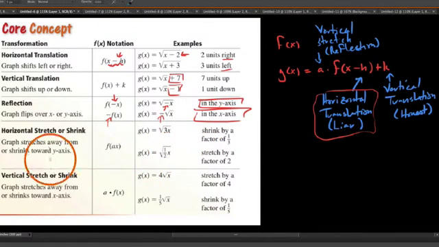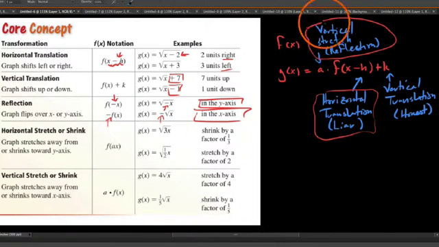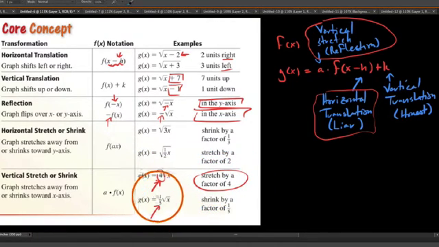So the last thing to mention is horizontal stretch and shrink, vertical stretch and shrink. I would say that this a value over here that we call the vertical stretch and shrink here, that's really what you see a lot of the time. But this is a number out in front that we're just multiplying this by. This is our a value here. And so we can see that right here, this being a 4, it's going to be vertically stretched by a factor of 4. This is a fifth here. It's going to be stretched by a factor of a fifth. So it's either away from or towards the x-axis.